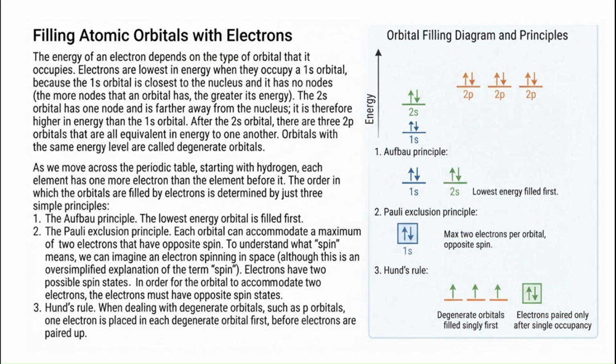To understand what spin means, we can imagine an electron spinning in space, although this is an oversimplified explanation of the term spin. Electrons have 2 possible spin states, designated by arrow up or down. In order for the orbital to accommodate 2 electrons, the electrons must have opposite spin states. 3. Hund's rule. When dealing with degenerate orbitals, such as p orbitals, 1 electron is placed in each degenerate orbital first, before electrons are paired up.